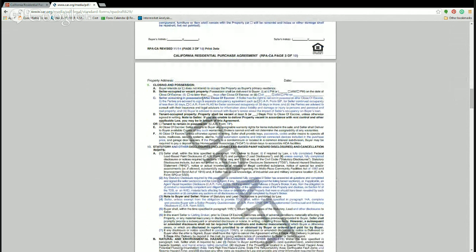Seller remaining in possession after close of escrow. If the seller has a right to remain in possession after close of escrow, the parties are advised to sign a separate occupancy agreement, such as CAR form SIP, because this happens. Lenders don't close on time. People want to move in. The moving truck's on the way. You've got to be prepared to do this.